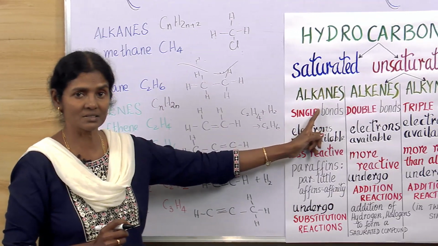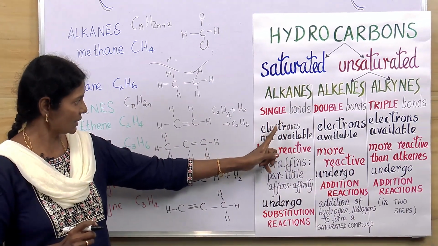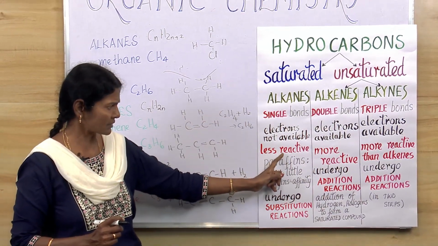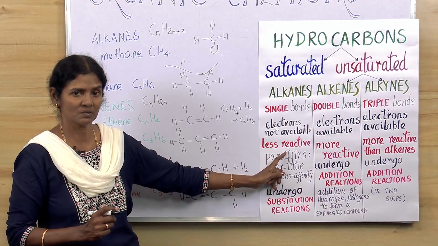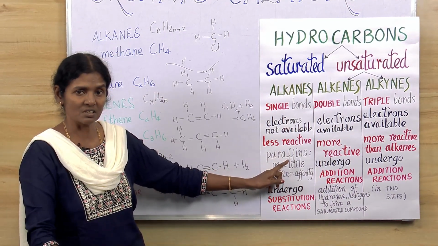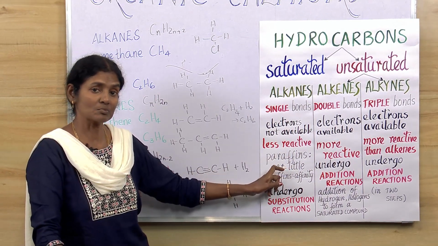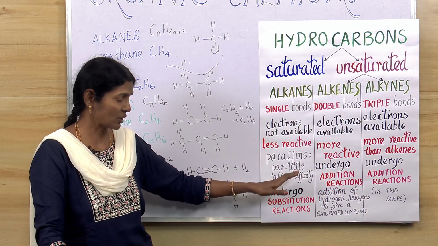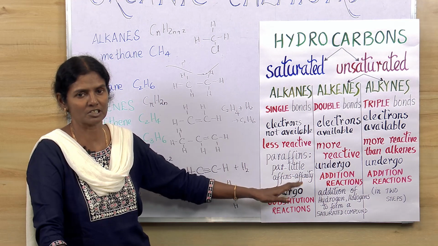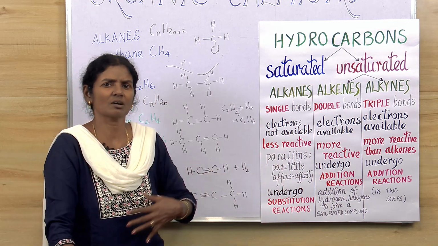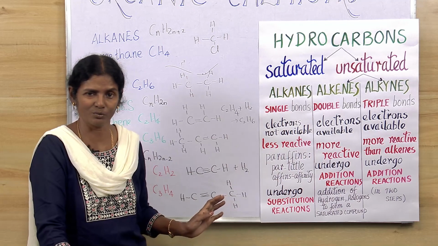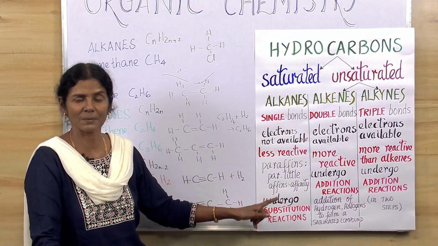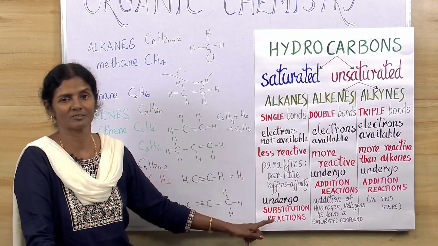See, that's what is happening here. So alkanes have single bonds. Electrons are not available. Therefore, they are very less reactive. And the name itself, there's another name for alkanes as paraffins. Para means very less or little. Affins is affinity. So it doesn't have affinity. It's like you're having your stomach full and you don't want any more. And therefore, it would undergo substitution reactions only.